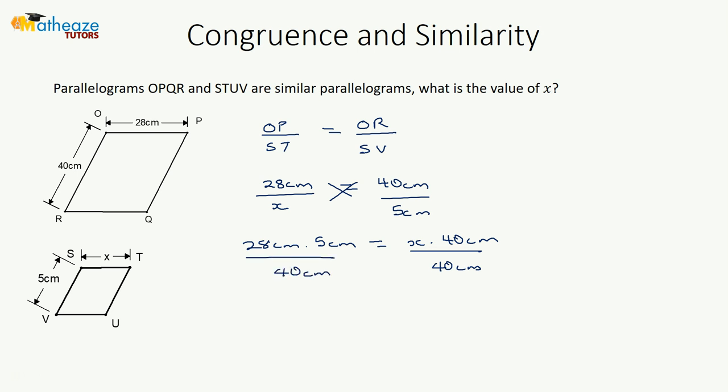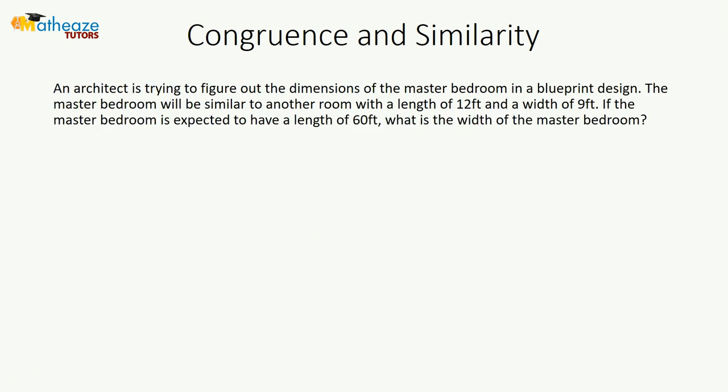And then we have X. Let's go ahead and divide. We have 5 here, 8, and then we divide this by 4. We have 2, and then we have this. So this is 7 over 2 centimeters equal to X. We can also simplify it as 3.5 centimeters, which is equal to X. So this represents the length of ST.